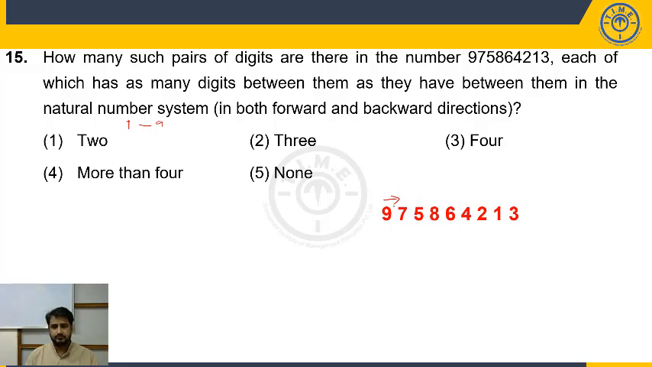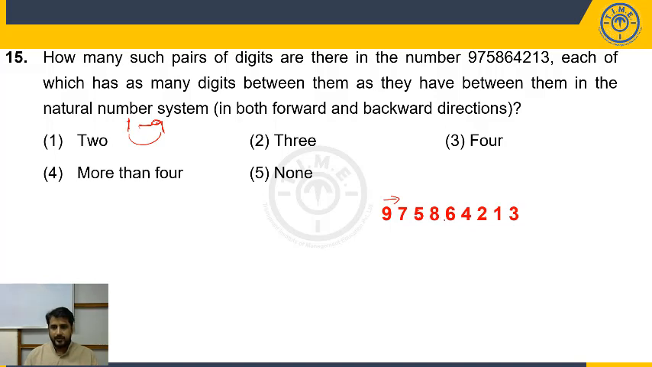After 9, 9 itself is the end number. 1 to 9. Next, 7, 8, 9. No, nothing is matching with the 7. Next, 5, 6, 7, 8, 9. No. So we have to count just 1 to 9. Number of digits here and the number of digits according to the natural number system, if same, the pair is satisfying the given condition. That's it.